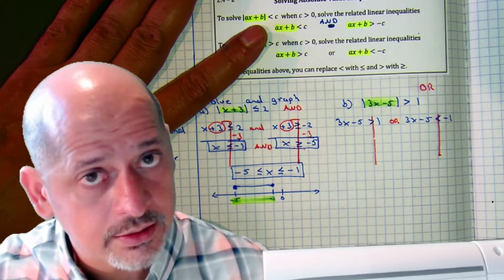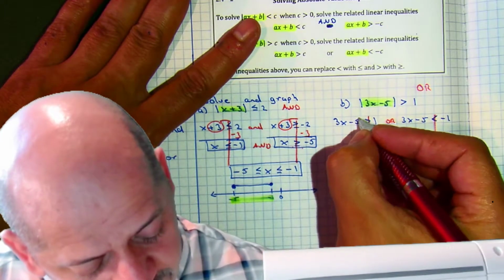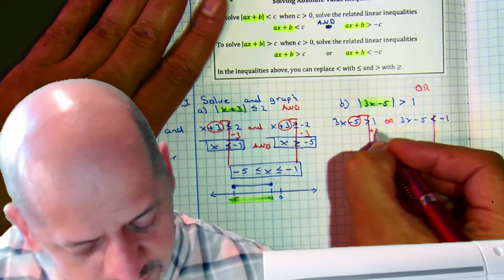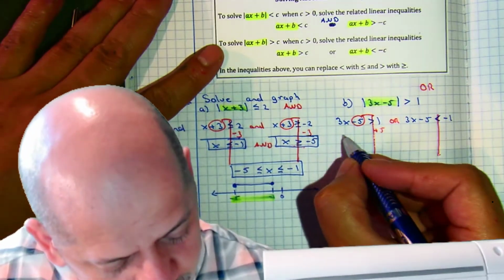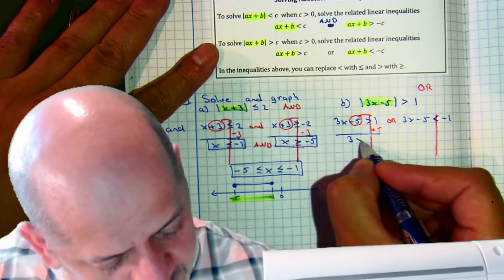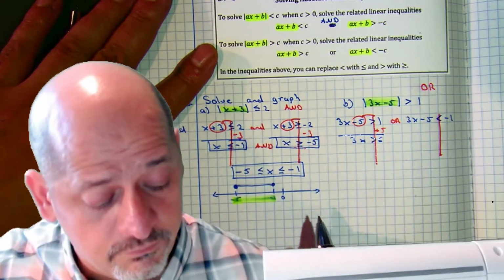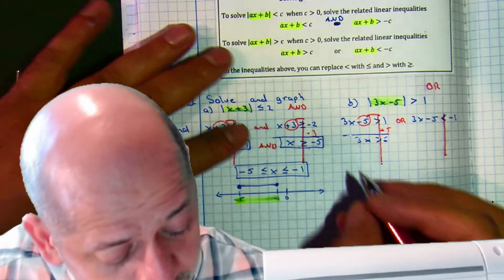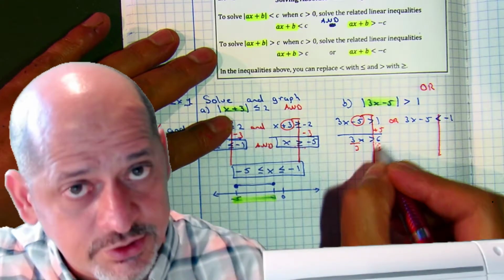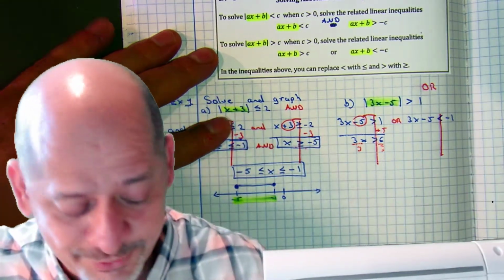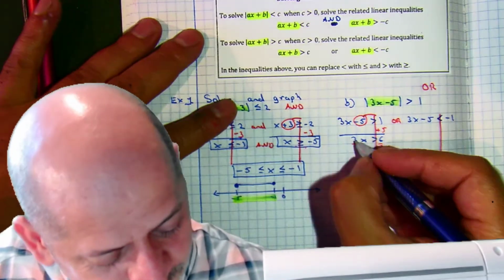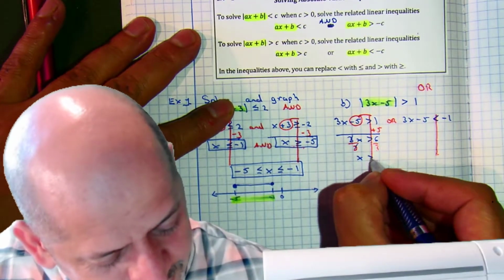Got it? Excellent. So let's move my 5 to the right. We can say positive 5. That gives me 3x is greater than 6. And we divide by 3. So therefore, x is greater than 2.